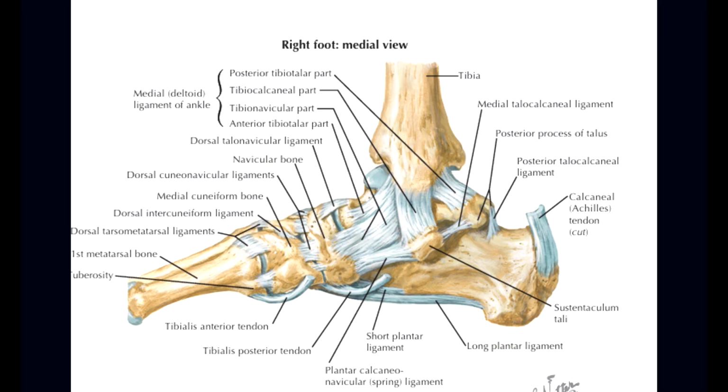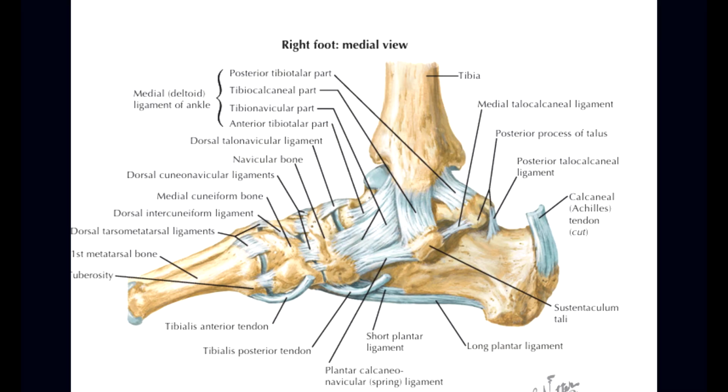Bones in the medial view. We start with the bony architecture. The tibia descends medially to form the medial malleolus, a palpable bony landmark that serves as a key attachment for several ligaments. Inferior to the tibia lies the talus, which articulates superiorly with the tibia and fibula to form the ankle joint, and inferiorly with the calcaneus at the subtalar joint.